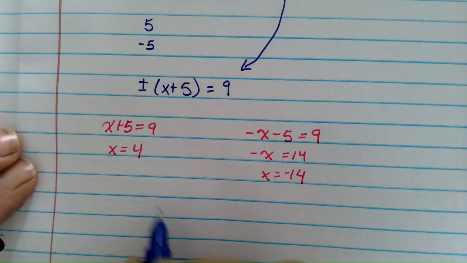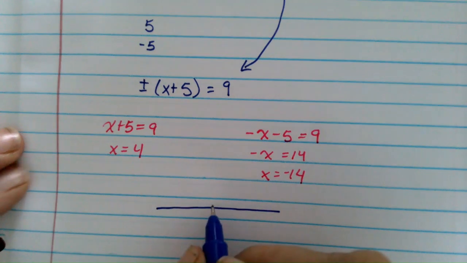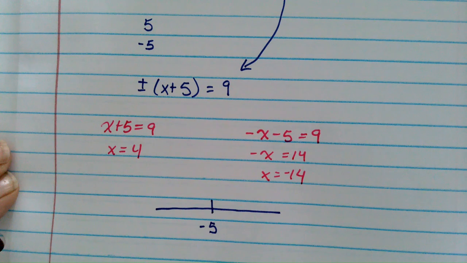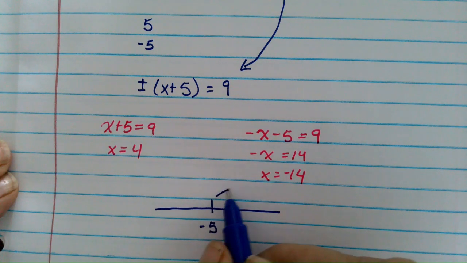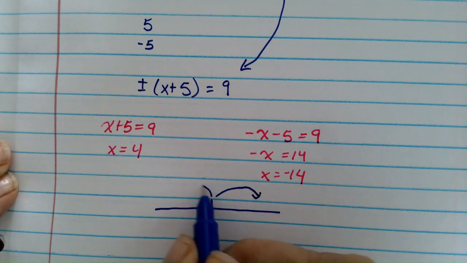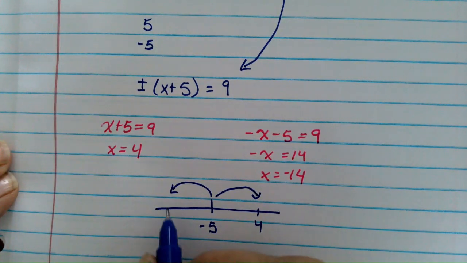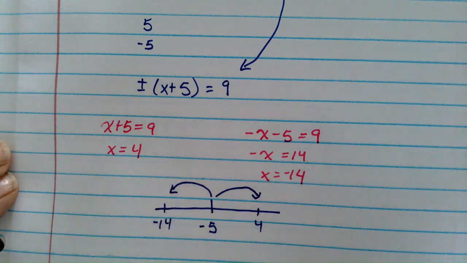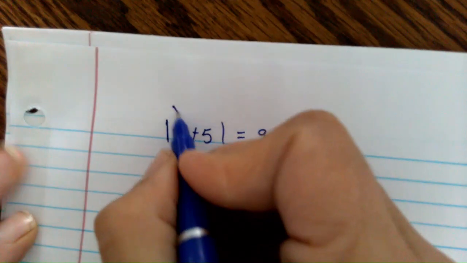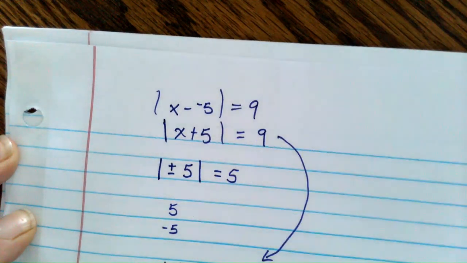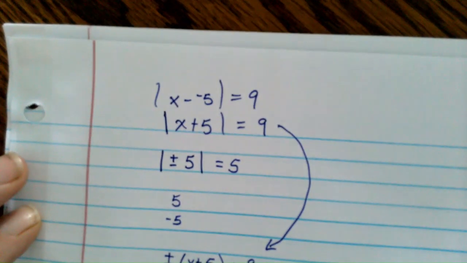And if you think about it on a number line, if negative 5 is in the middle, because that zeroes out my parenthesis, what is 9 spaces each way? 9 spaces up is 4, 9 spaces down is negative 14. So the distance between x and negative 5 is 9 spaces. That's really what that says.